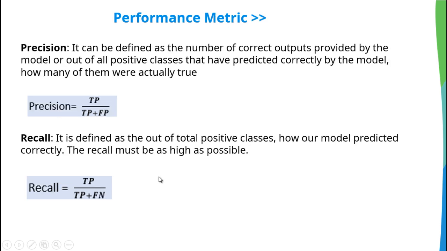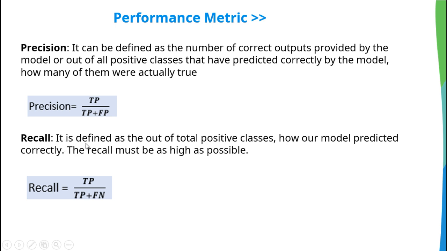All right, we have precision, which defines the number of correct outputs provided by the model: out of all positive classes predicted by the model, how many of them were actually true. From those we say are true, how many are truly true. So that is what precision is about. So we have TP, true positive, over TP plus FP, to calculate how many of them are actually true from all the ones they say are true.